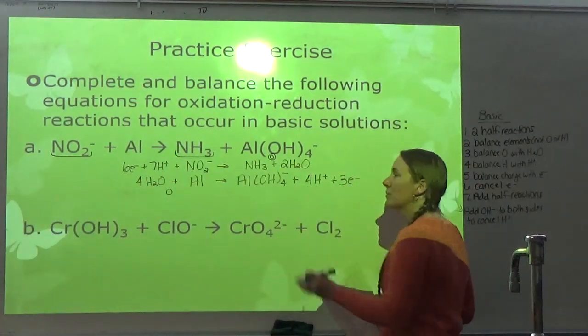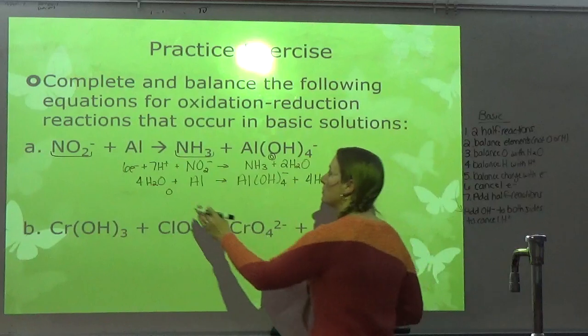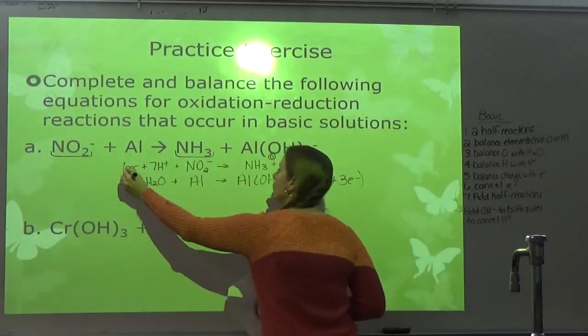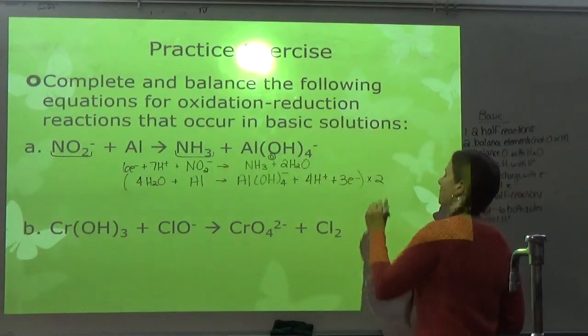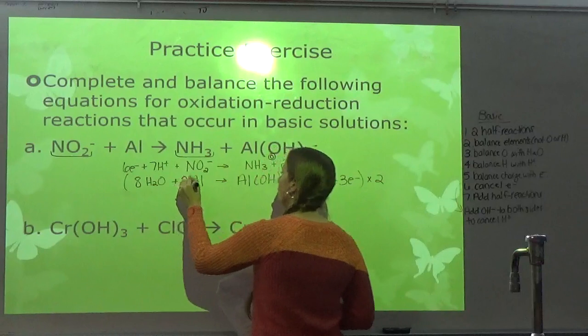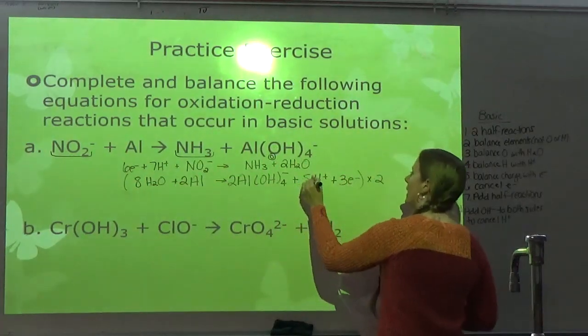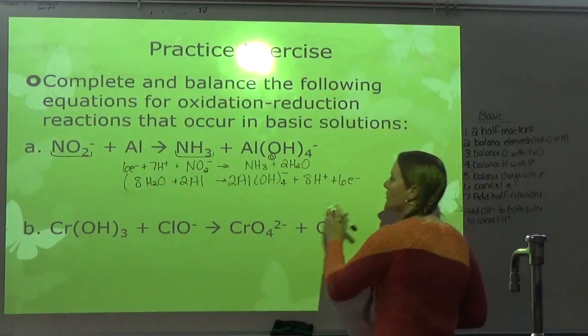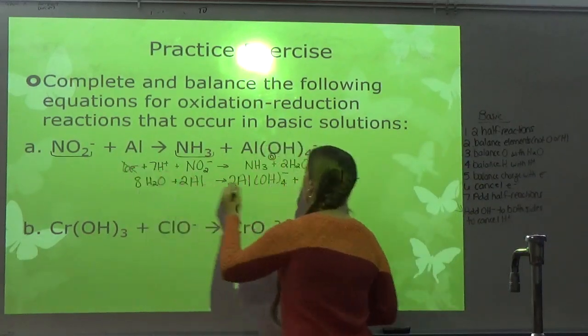So if I want to be able to cancel out my electrons, I've got to multiply this bottom reaction, because see, this one has 6, this one only has 3. So I multiply this reaction by 2. So let me go ahead and do that. So this becomes 8, 2, 2, 8, and 6. So see, now I can cancel out those electrons.